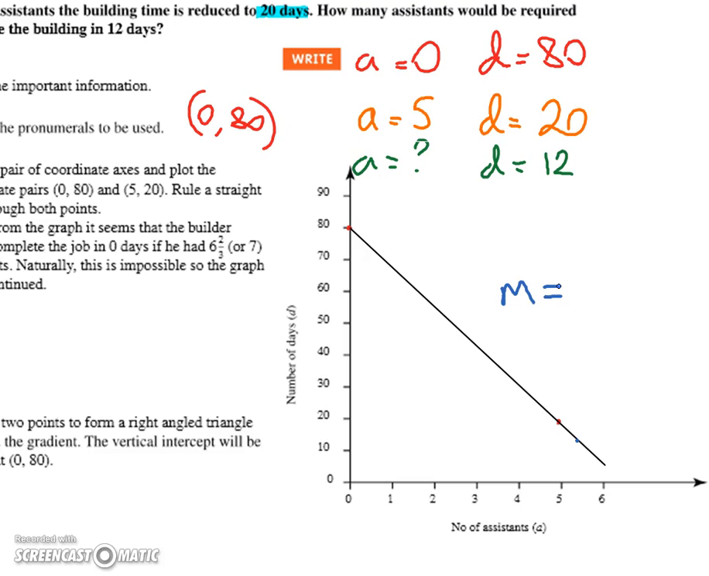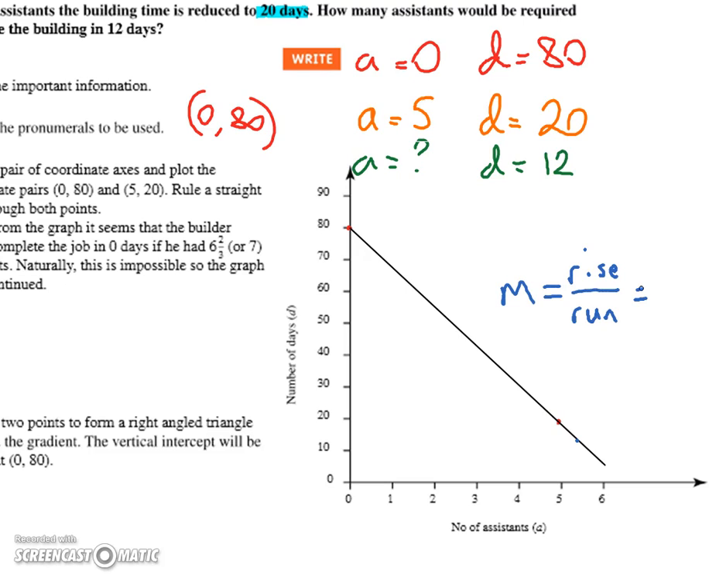What is gradient? Thank you. Rise over run. Okay. Going from that red point to that red point, what's the rise? Sorry, mate?